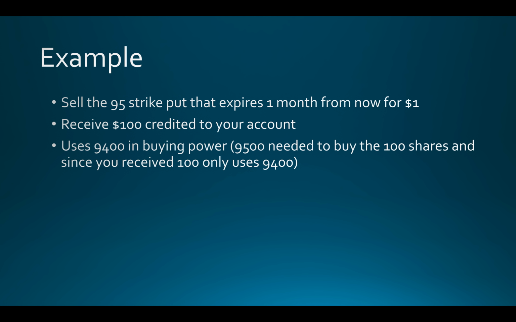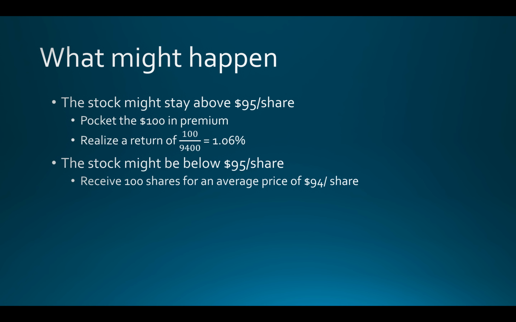So let's suppose that you sell the 95 strike put that expires in 1 month from now for $1. This will net you $100, which will be credited to your account. Your account will lose $9,400 in buying power because you need the $9,500 in cash at hand to buy 100 shares of XYZ. And since you received the $100, you only need to use $9,400 in buying power because you've already gained $100. So what might happen if you sell this put?